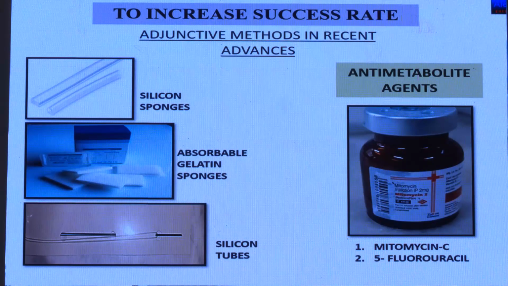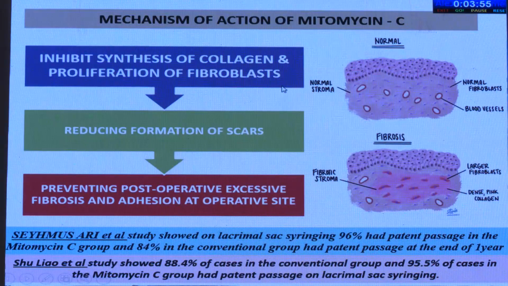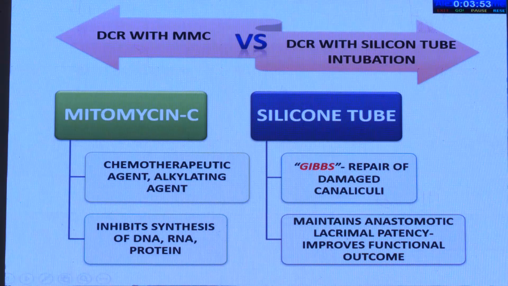So to increase the success rate, many adjunctive methods have been used in the recent past, like the use of silicone tubes and mitomycin C. So in our study we have seen the efficacy of these two procedures.